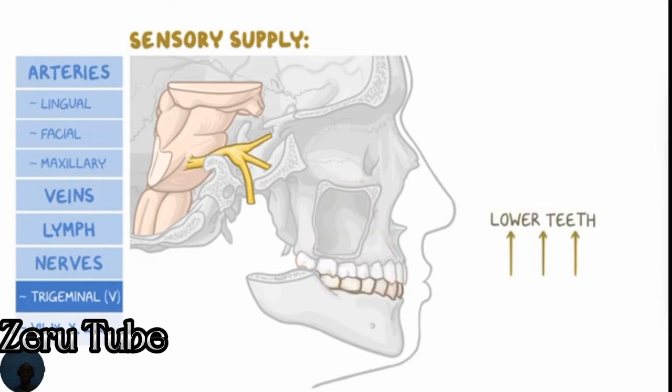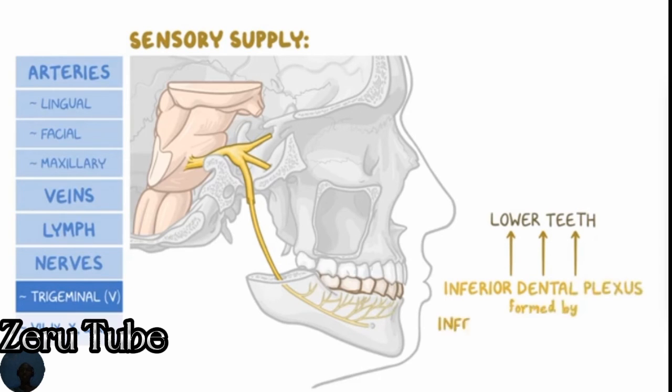The lower teeth, the molar, premolar, canine and incisor, are supplied by the inferior dental plexus, which is a branch of the inferior alveolar nerve. The inferior alveolar nerve is a branch of the mandibular nerve. The inferior alveolar nerve supplies the lower teeth: the premolar, molar, incisor and canine.